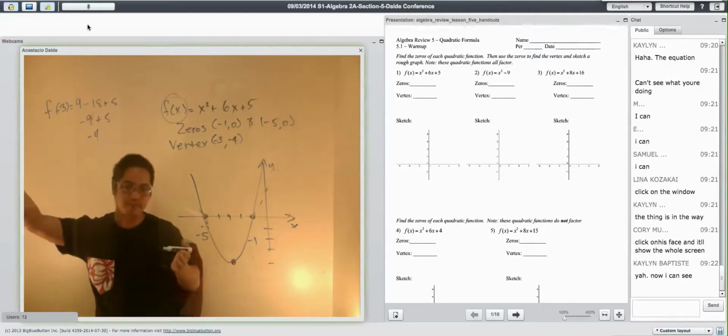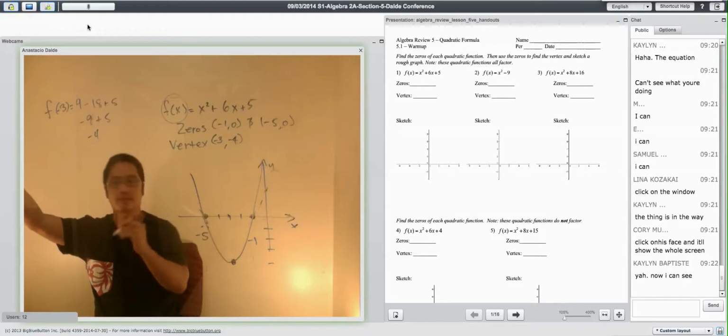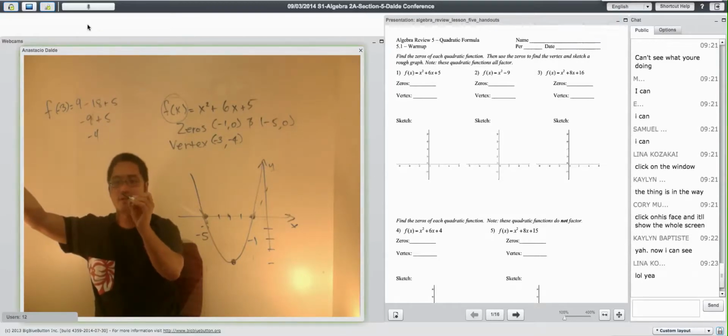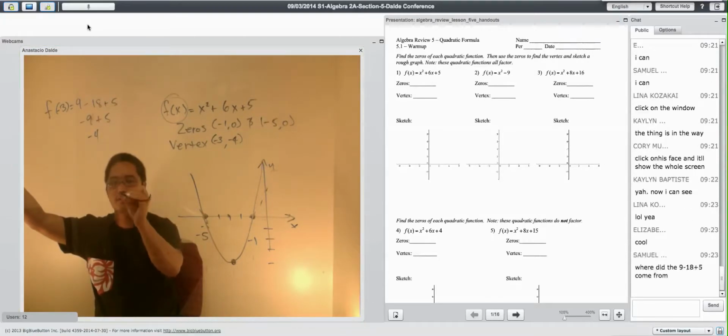Are we cool? Now I'll give you a second to take a picture of that while I wait. I'm going to kind of do one of these.